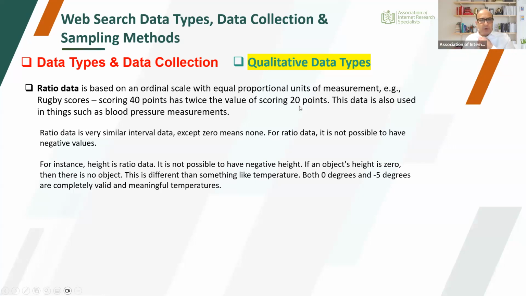Ratio is, as you can see, scoring 40 points has twice the value of scoring 20 points. So it's going to be 40 and then the colon sign and number 20. What is on the left hand side is considered one value to be measured against what is appearing after the colon on the right hand side. So 40 is to 20. That is the ratio data.